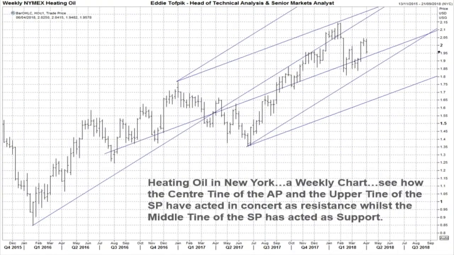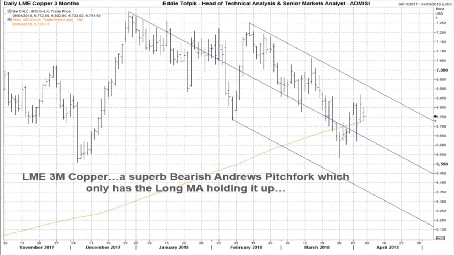Okay, I then ran through at that time some interesting ones. This was heating oil, which had both of them running through at the same time. The center tine of the Andrews was acting as an attractor for the market, and the Schiff pitchfork was acting in concert as resistance as well. So it was quite an interesting one, and you had a crossover coming up in the future at that point. LME 3-month copper was brilliant. Oh, it was just so beautiful.